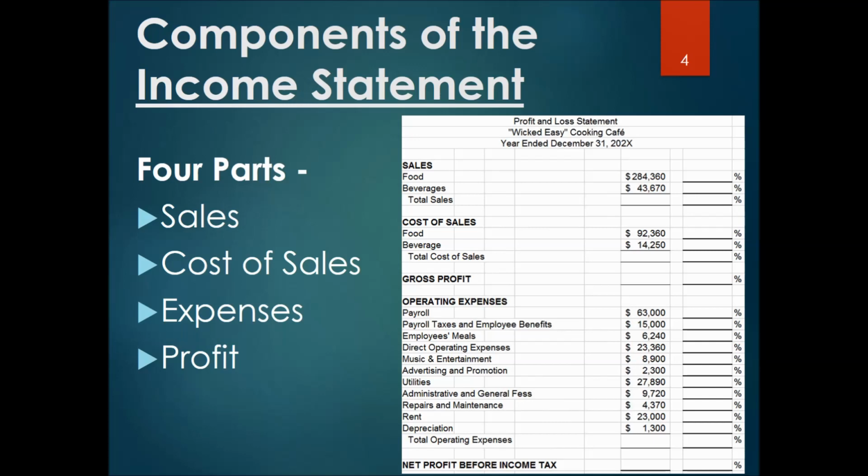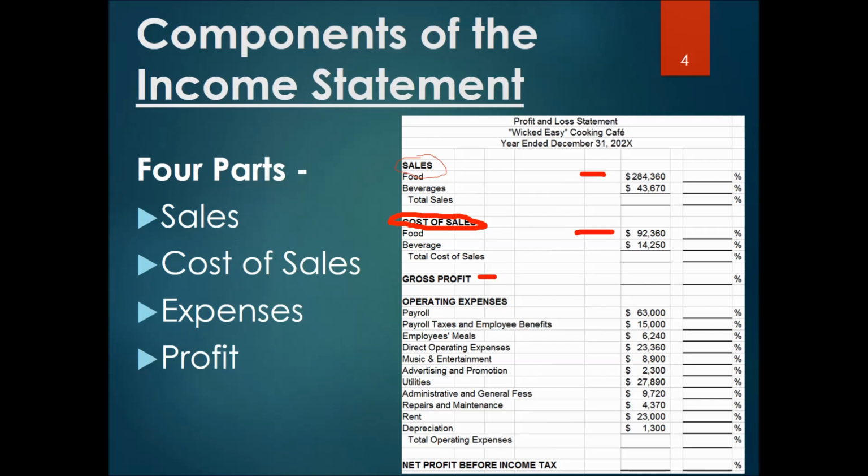I'll use red color, is the sales. Let's make that a little thicker. And then we have cost of sales. So whatever it costs to bring in this revenue right here, we had to spend $92,000 to make that $284,000. So that's our food and beverage cost. And then we subtract those, and that gives us our gross profit.